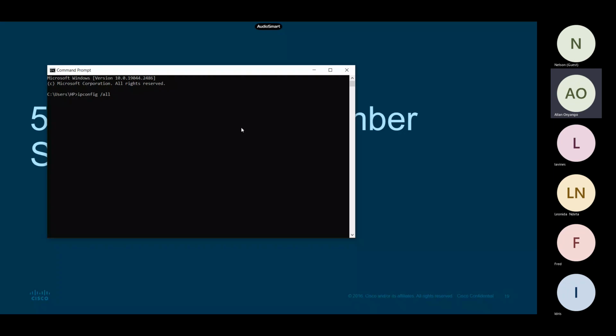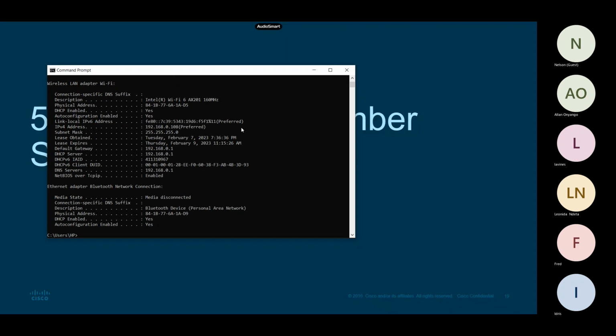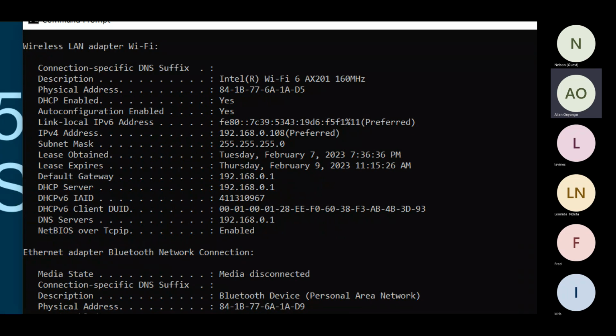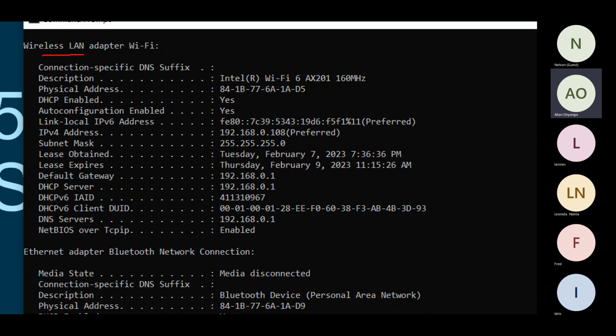ipconfig /all. Press enter. When you press enter, here is how you note your physical address or MAC address. You must look at your adapter. Right now, I'm using Wi-Fi, and so my physical address is going to be here.